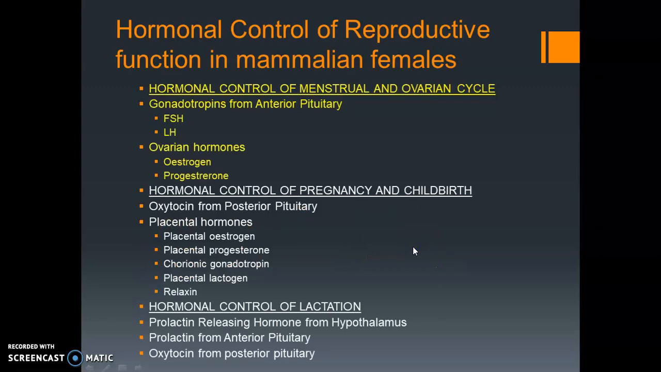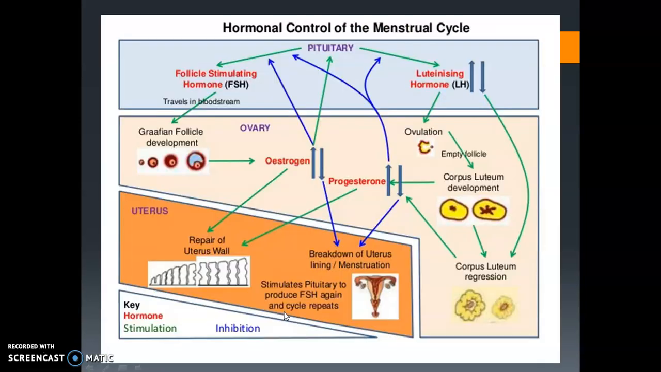The hormonal control of reproductive function in mammalian females. There are different hormones which control reproductive function in mammalian females, and that includes the hormones which control menstrual cycle and ovarian cycle, then the hormonal control of pregnancy and childbirth, and hormonal control of lactation. We will be seeing about the hormones which control menstrual cycle and ovarian cycle today, and the hormonal control of pregnancy, childbirth and lactation will be discussed in the next class.